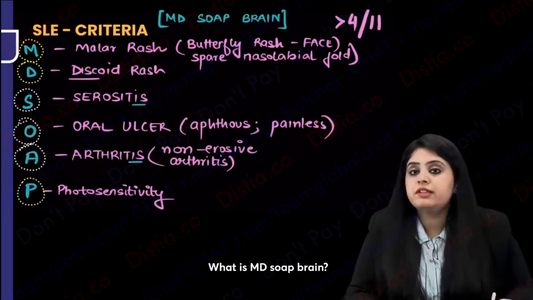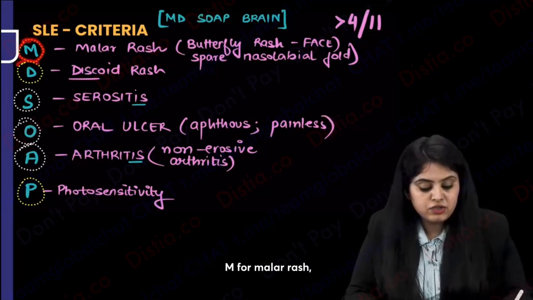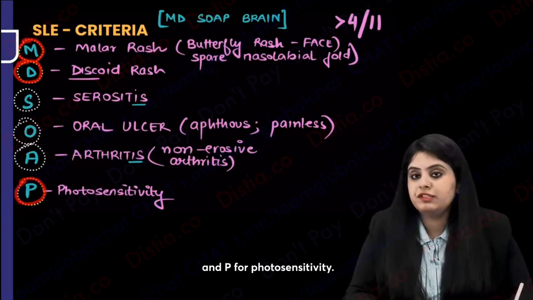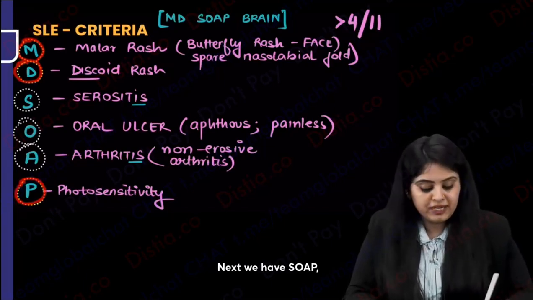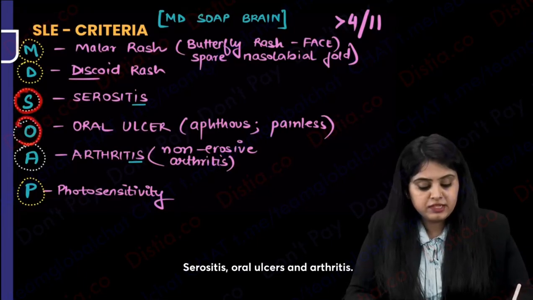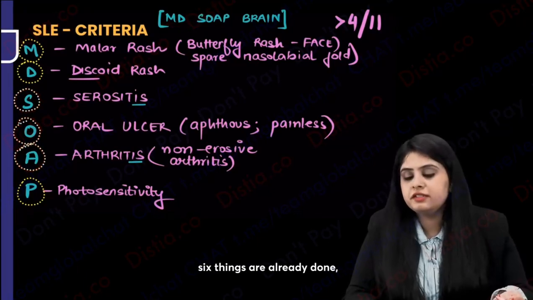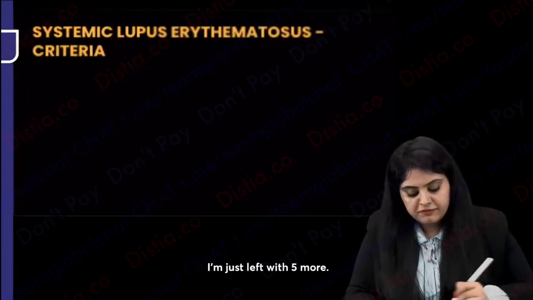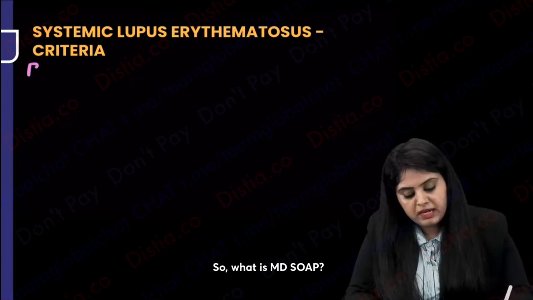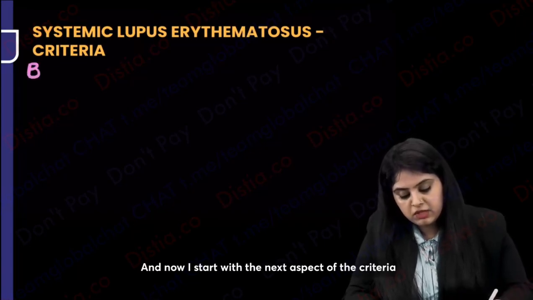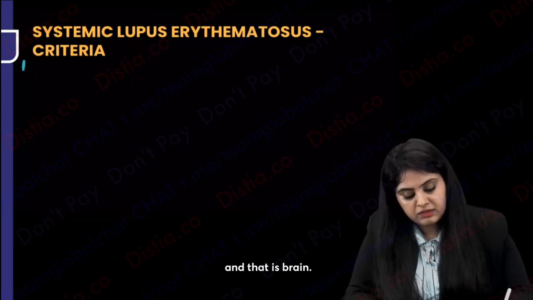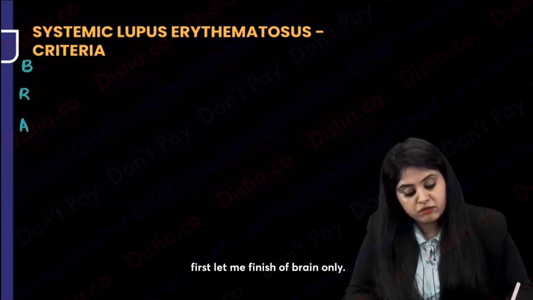Let's do a recap. What is MD SOAP BRAIN? M for malar rash, D for discoid rash, and P for photosensitivity. Next we have SOAP, that is going to be serositis, oral ulcers and arthritis. See, MD SOAP is already done. 6 things are already done. I'm just left with 5 more. So what is MD SOAP? And now I start with the next aspect of the criteria, and that is brain. First let me finish off brain only.